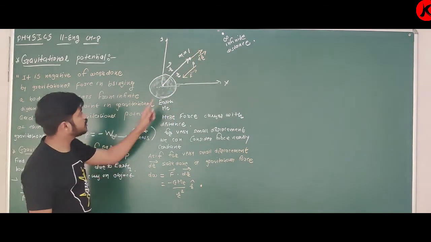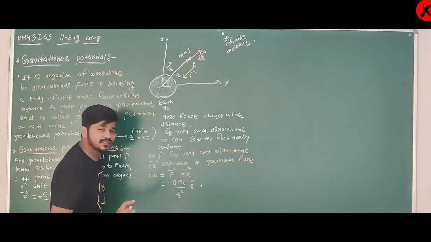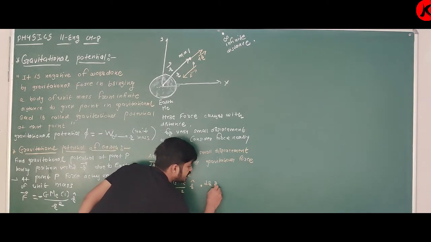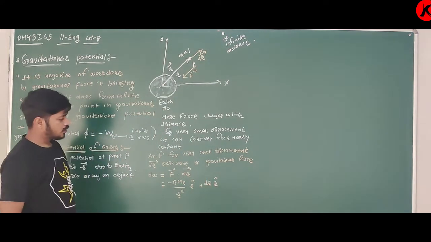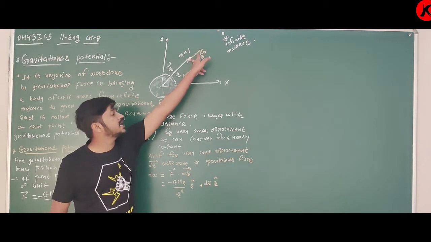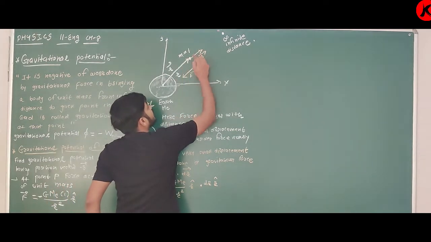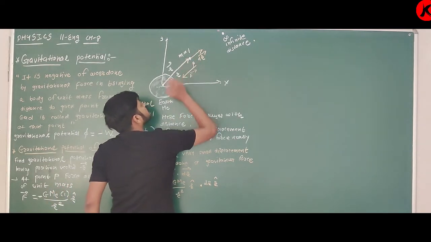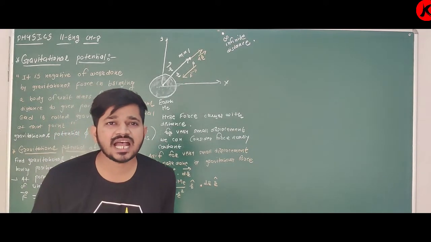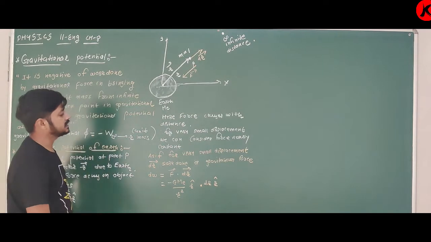How to find the displacement dr? Any vector is magnitude into unit vector. So I can write this as dr r caret. Why dr r caret? Its length is dr, and it is r caret because this displacement is in the direction of the position vector. Yes, displacement is in the direction of the position vector.